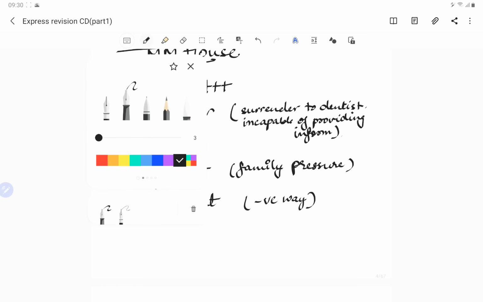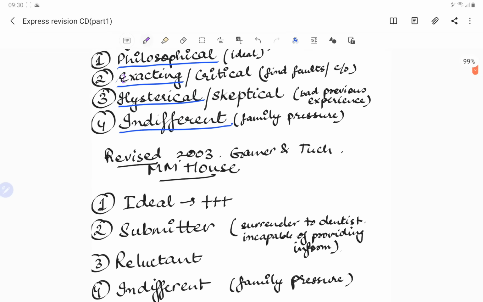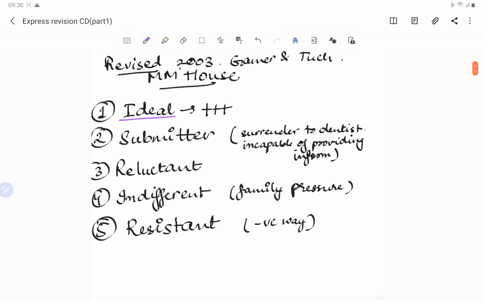So guys, we have covered the House classification, the mental attitude of the patient. In that we covered the philosophical. The question which is asked is: the ideal attitude of the patient is the philosophical attitude. Then we have the exacting, where the patient finds faults, then hysterical, then indifferent. In the revised House classification, we have ideal, submitter, reluctant, indifferent and resistant.